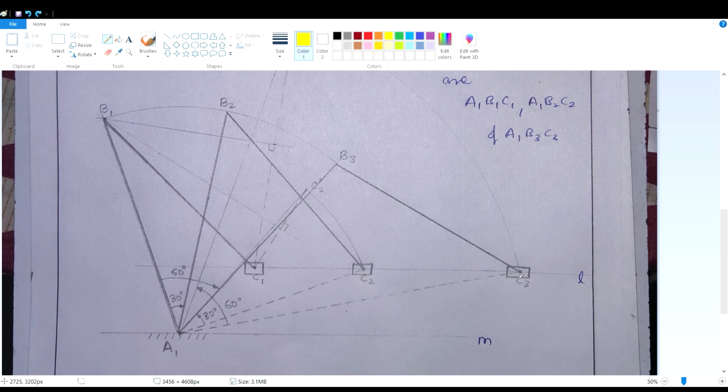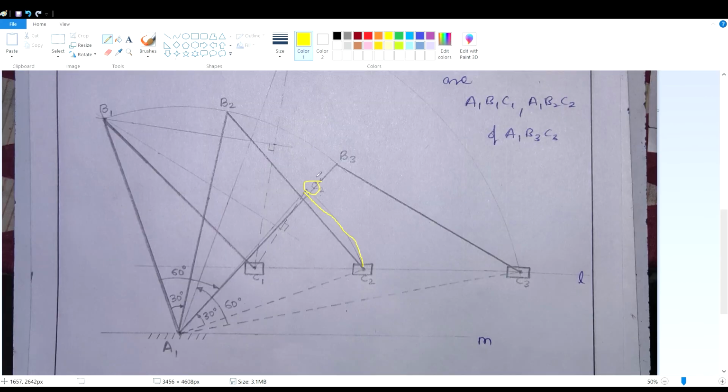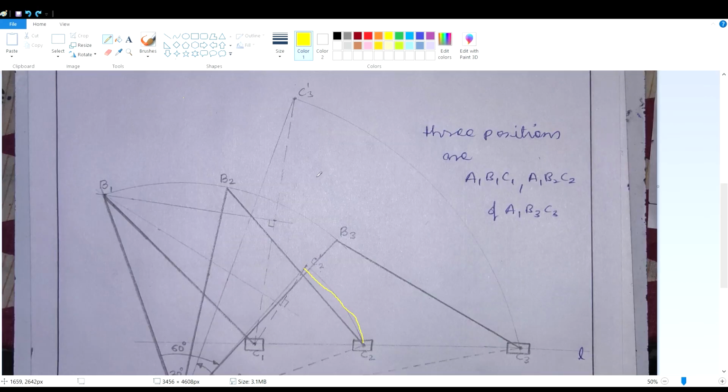also A1 and C3. For getting C2 dash and C3 dash respectively, we will rotate the line A1 C2 anti-clockwise by 30 degrees, so that we will get a point C2 dash, and the line A1 C3 anti-clockwise by 60 degrees, so we will get point C3 dash. After getting C2 dash and C3 dash, we will join the points C1 and C3 dash and C1 and C2 dash. We have done this for getting B1.